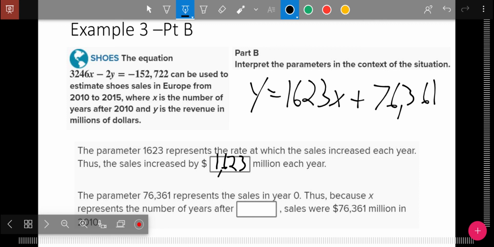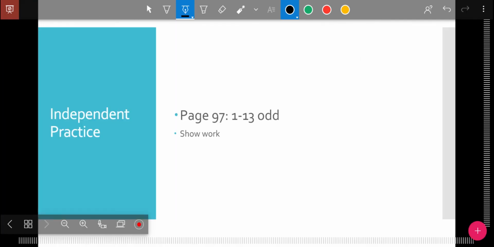And then they expect that at year 0, 76,361. That's what they were making in year 0. That's where they started. So for year 0, remember what year was year 0? Year 0 is 2010. That number represents the amount of money they were already making in 2010. And x is the number of years after 2010. So if x was 1, I would plug 1 in and figure out what they were making in 2011. Go ahead and try these. Best of luck to you.